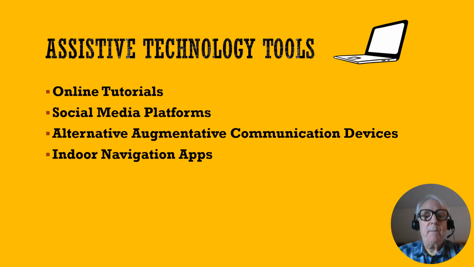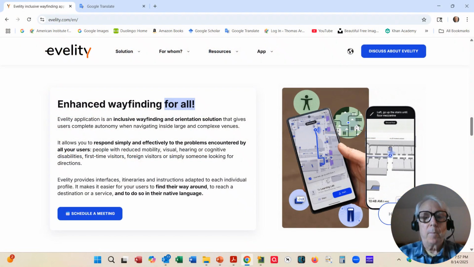Next, we'll look at indoor navigation apps. We have GPS for outdoor navigation. Well, now they've created indoor navigation apps so that if a person is going into a convention center, for example, and supposed to meet someone and not know their bearings, this is a navigation app that will help them.